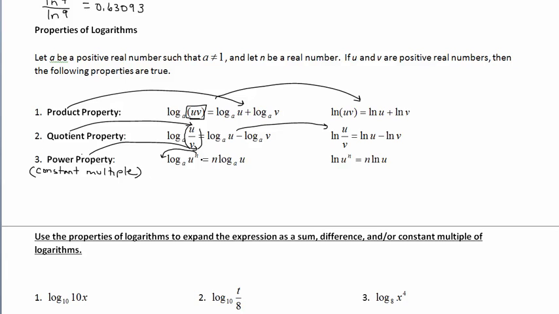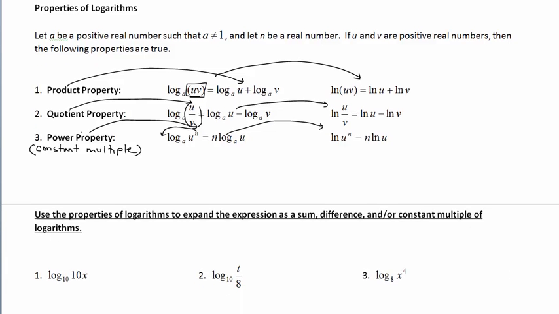Okay. And likewise, I could go the opposite of that. If I have n in front as a constant multiplier, I can move its position up to the exponent position on this u argument. And then, of course, here is the natural log version of the power property. So you're just shifting this exponent back and forth, if it applies and you need to do so. All right, so on the back of this worksheet, we're going to be using these properties.